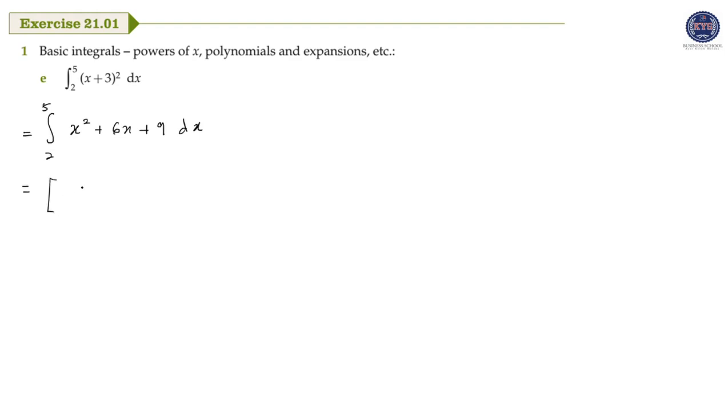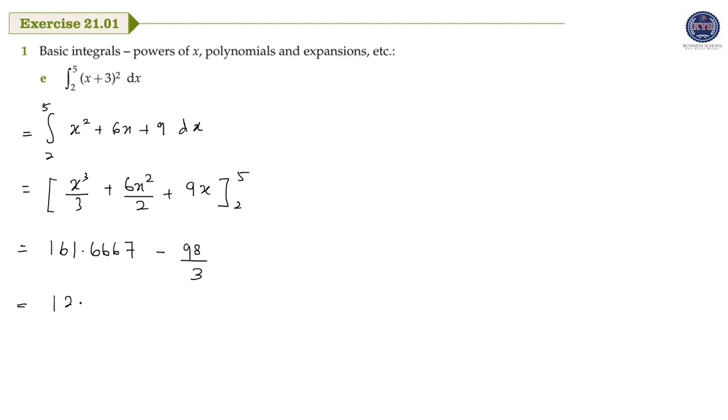So therefore integrate x squared is x cubed over 3. Integrate 6x is 6x squared over 2. Integrate 9 is 9x, from 2 to 5. So for this one, if you press your calculator and substitute 5, you will get 161.6667. And then substitute 2 into your x, you will get 98 over 3. So your answer will be 192.00. So roughly is 129.